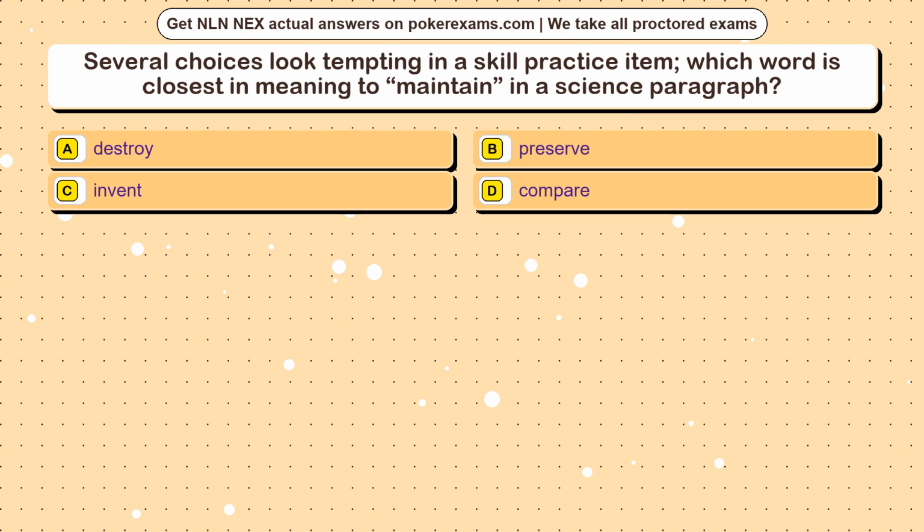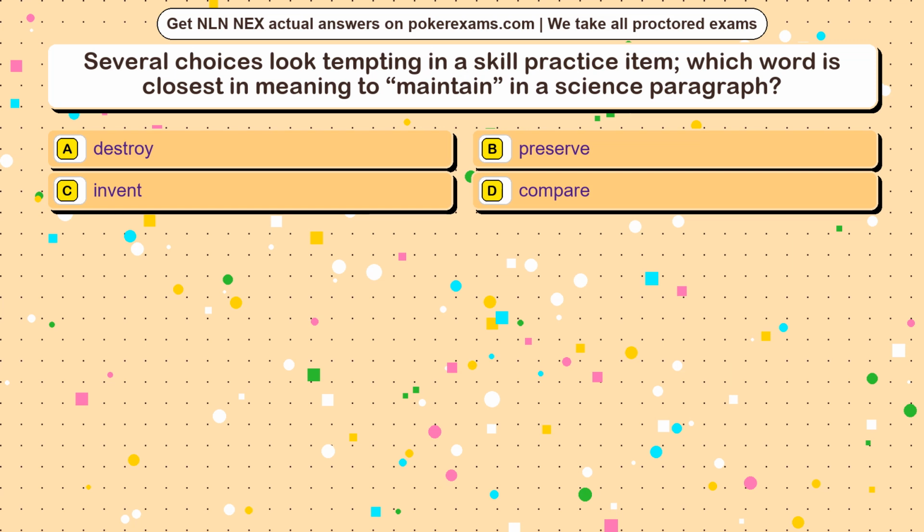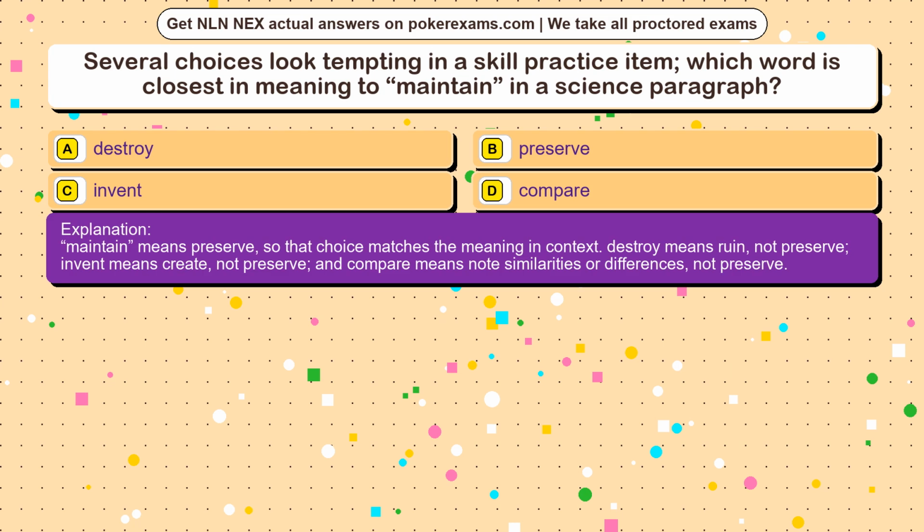Question 12. Several choices look tempting in a skill practice item. Which word is closest in meaning to maintain in a science paragraph? Option A, destroy. Option B, preserve. Option C, invent. Option D, compare. The correct answer is option B. Maintain means preserve, so that choice matches the meaning in context. Destroy means ruin, not preserve. Invent means create, not preserve. And compare means note similarities or differences, not preserve.